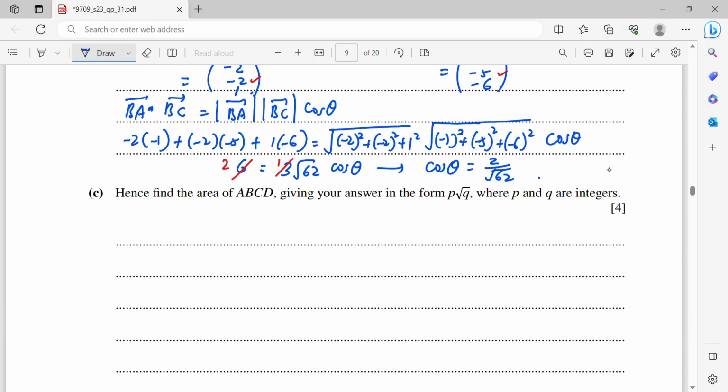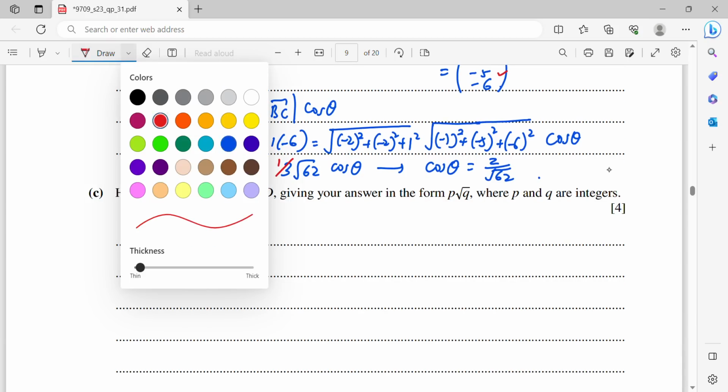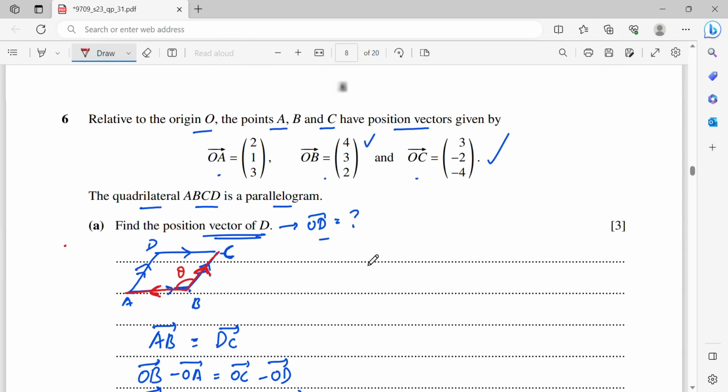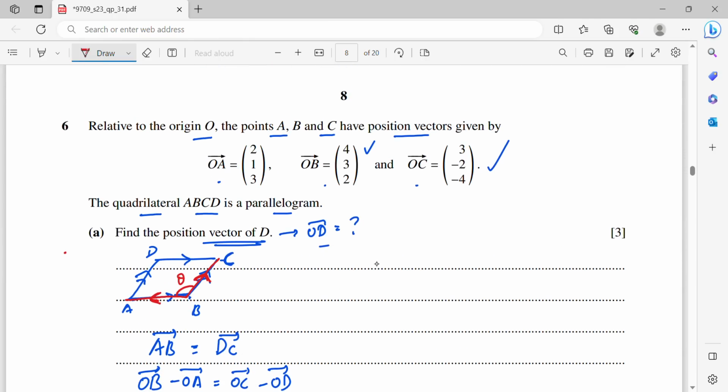Now, hence, find the area of ABCD, giving your answer in the form of P square root Q, where P and Q are integers. Okay, so let's look at the diagram, ABCD first. So just now we have found the cos theta here. And then now we need to find the area of this parallelogram.